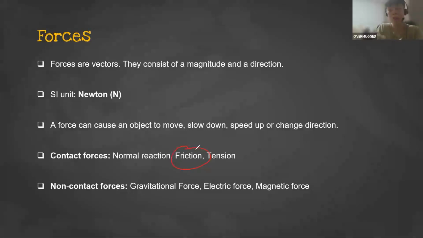For friction to happen, there needs to be physical contact, rubbing against each other. For normal reaction, as I drew in the diagram just now, the object and the table or the ramp need to be touching each other. For gravitational force, you don't need physical contact. It applies to everything, even something floating in the air. Magnets also.